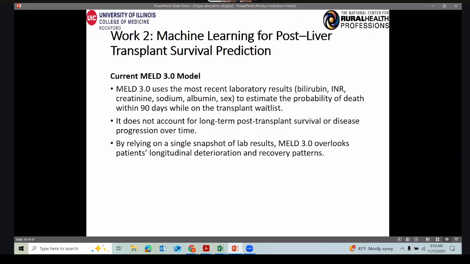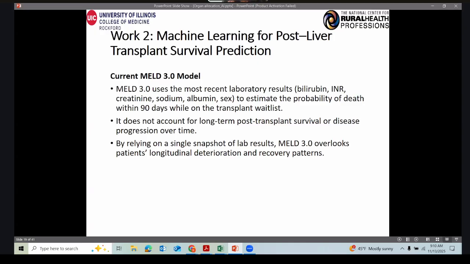In other words, we can say that it is designed to help decide who gets a liver first, but not who will actually benefit the most from receiving it. The second thing is that MELD uses just a single snapshot of lab results. This is the important one. It looks at the patient's most recent values right before the transplantation.